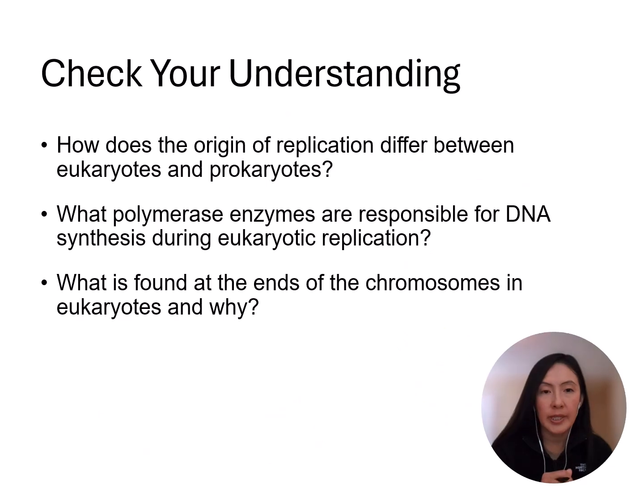All right, our checkpoint asks, how does the origin of replication differ between eukaryotes and prokaryotes? So we just said prokaryotes have a single origin of replication in their circular chromosome, whereas eukaryotes have multiple origins of replication on each linear chromosome to allow faster genome duplication.